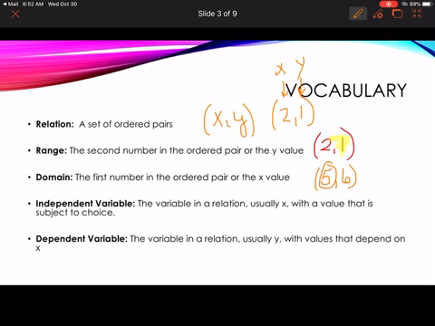The independent variable is the variable in a relation, usually the X, with a value that is subject to change, subject to choice. So for instance, a lot of times this is time or years. And then the dependent variable is the variable, usually Y, with values that depend on the X. So for instance, how many cell phone minutes you use over the week. So the cell phone minutes is dependent on how much time there is in a week.